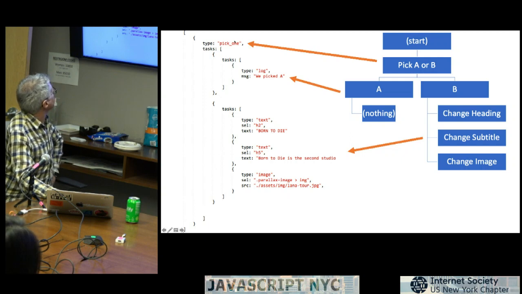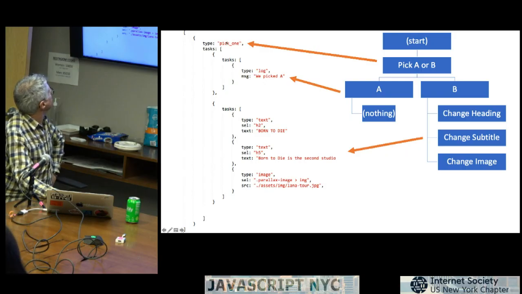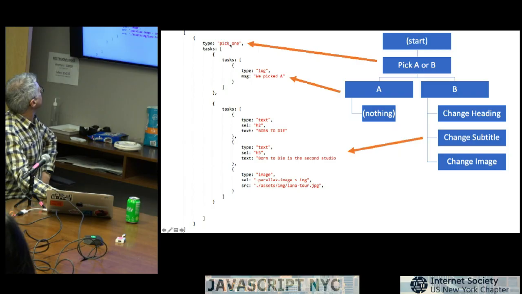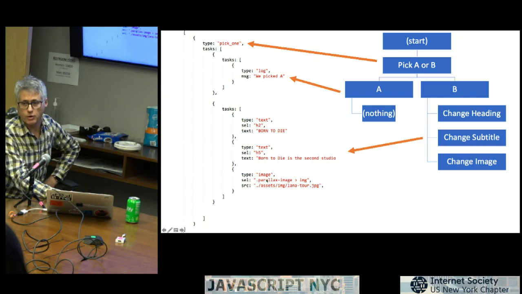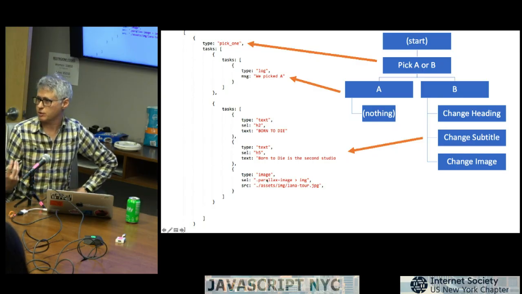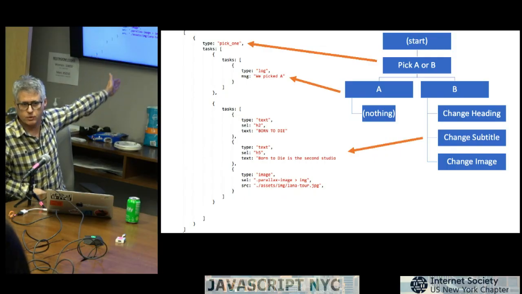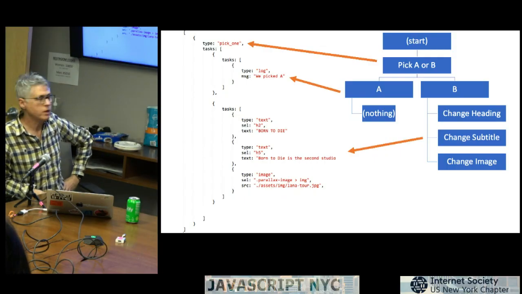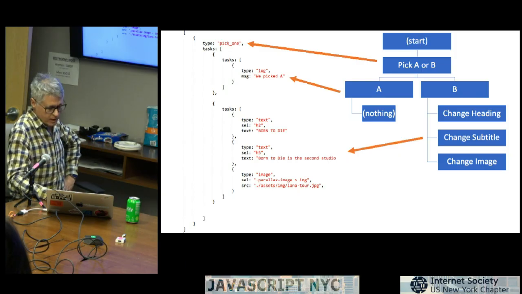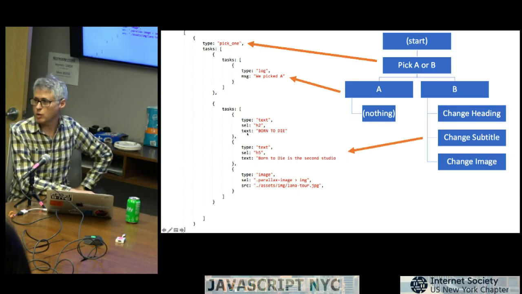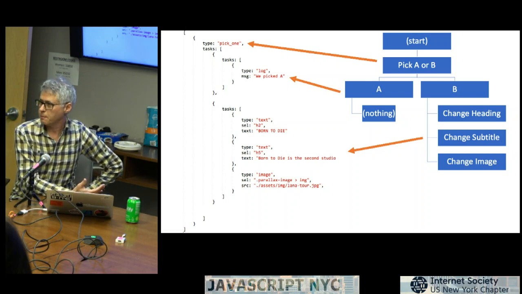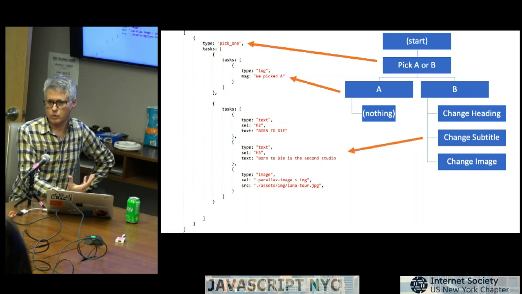So the concept is that everything in this tree is one of these nodes, and each node has a type. There's one called pick1, there's one called log, there's one called text, there's one called image, and so on and so forth. And each one of those corresponds to a JavaScript function. So all we need to do is build an iterator that can walk through this tree and call the appropriate JavaScript function, passing these other little bits of information like selector and text and so on to the function. And if we do that, then we'll have our processor, and we can build whatever we want.